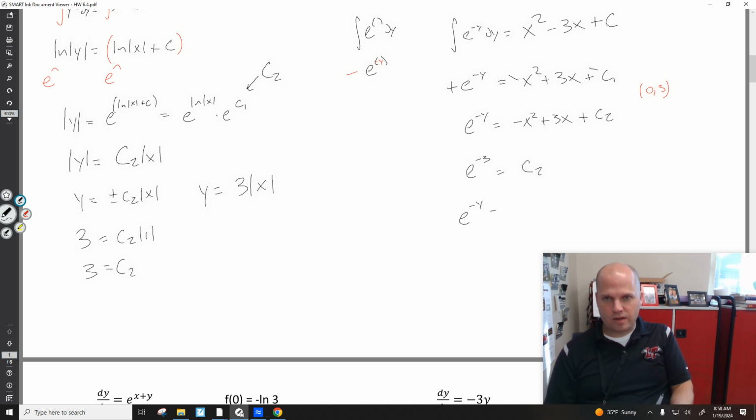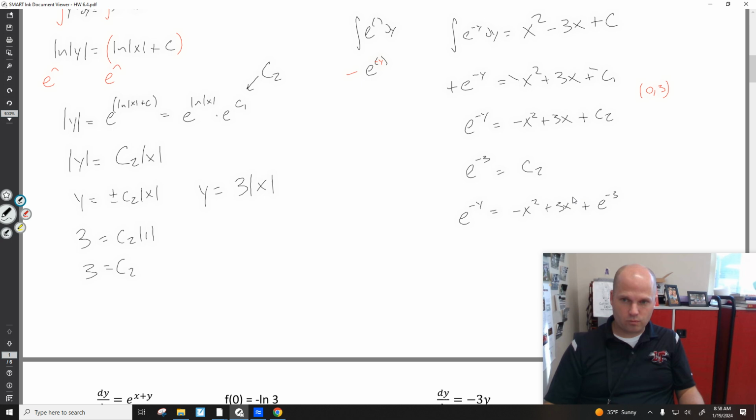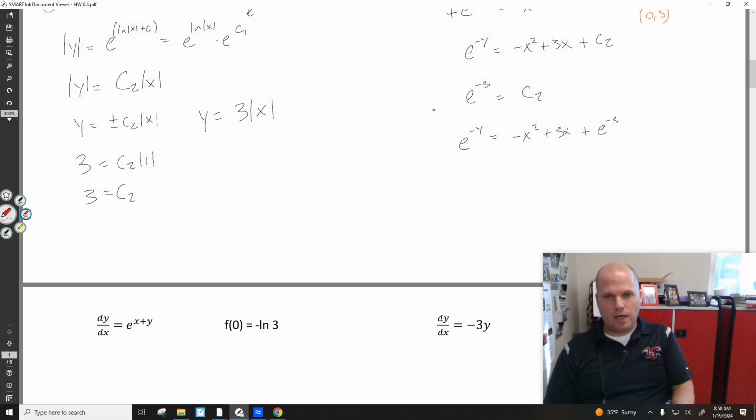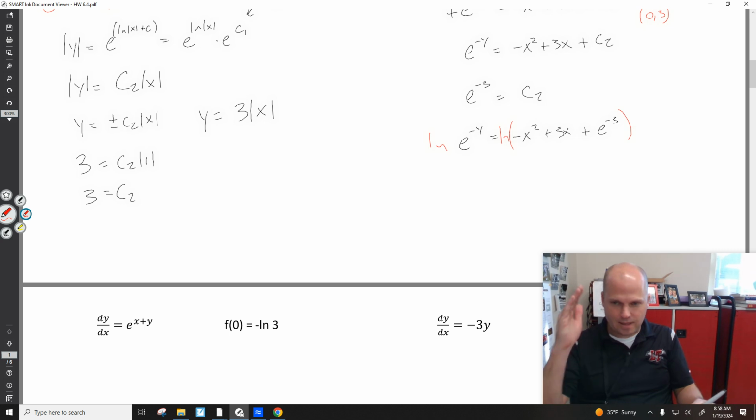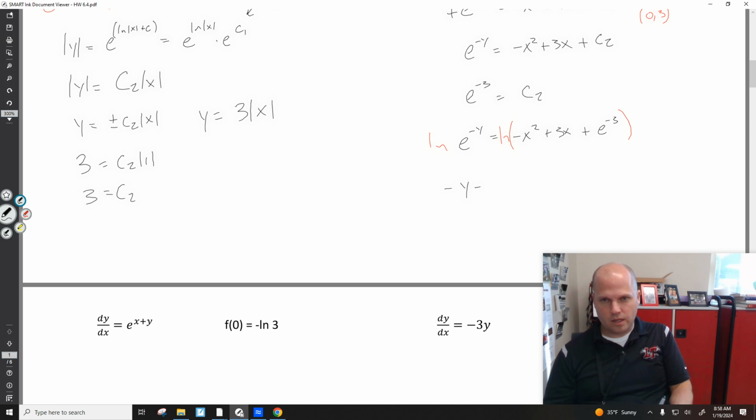So I got e to the negative y equals negative x squared plus 3x plus e to the negative third, which I can write as 1 over e cubed. I will then take the log of both sides. When you take the log of the right side, it's not log, log, log. It's the log of the entire right side. I get negative y equals the log of this stuff with the correct c2. And then I solve by taking the opposite of both sides. You'll just take the opposite of the log.